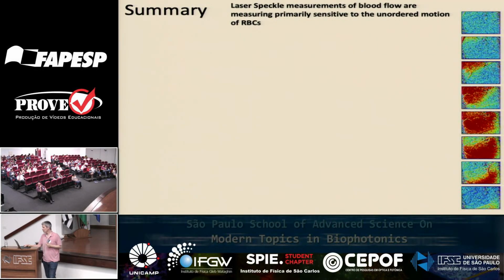Okay, so the take-home message is that laser speckle measurements of blood flow are really cool measurements of blood flow, but it's primarily sensitive to the unordered motion of red blood cells, right?